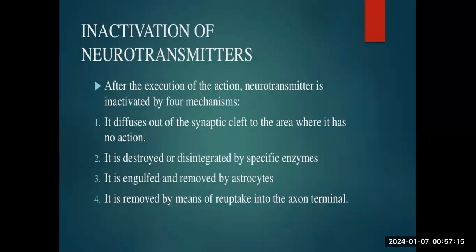Inactivation of neurotransmitters. After performing its function, the neurotransmitter is inactivated by 4 mechanisms. Number 1, it diffuses out of the synaptic cleft to the area where it has no action. Number 2, it is destroyed or disintegrated by specific enzymes. Number 3, it is engulfed and removed by astrocytes. And finally, it is removed by means of reuptake into the axon terminal.